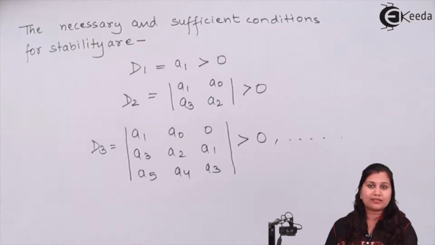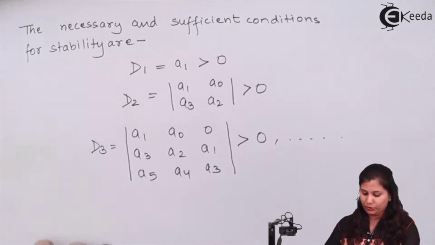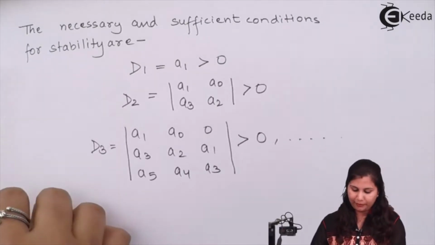So the scientist Routh made some modifications in this criteria, and he proposed his own criteria for determining stability, and that is known as the Routh stability criteria. So let's study the Routh stability criteria.